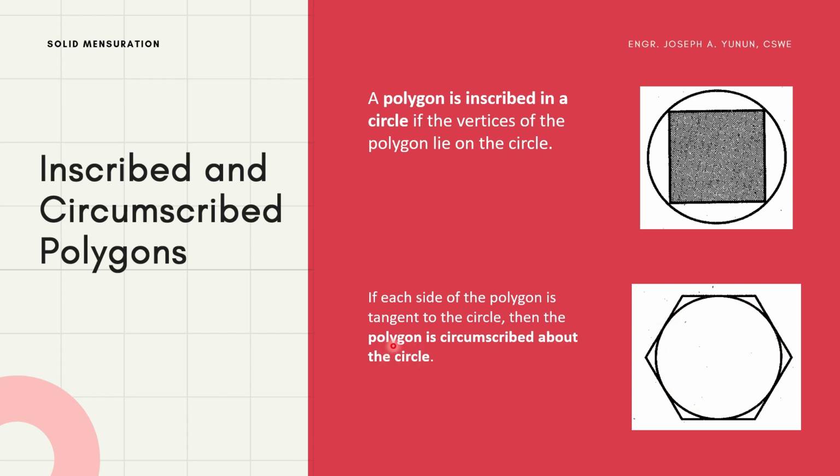So again, the polygon is any n-sided polygon. It can be a square, heptagon, decagon, and so on. So the polygon is circumscribed about the circle, this one. You should familiarize yourself with those terms.